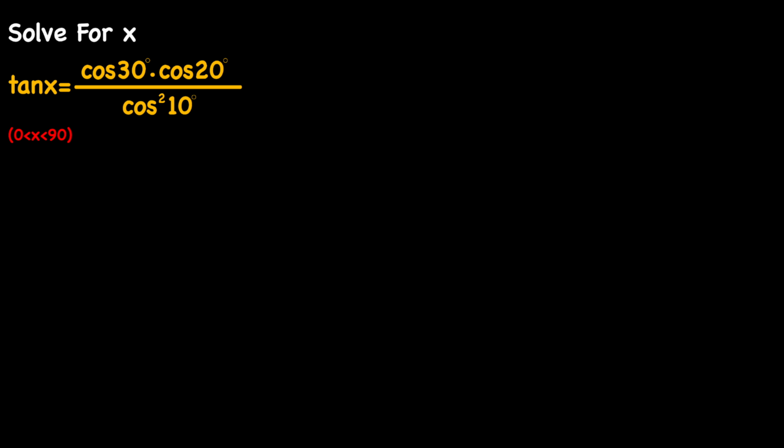So in order to solve this for x, we need to work on the right-hand side, meaning that we need to manipulate the right-hand side using the formulas we know in trigonometry. So the first formula that I'm going to use in this video is the product to sum formula for cosines, which states that cosine of alpha times cosine of beta can be expressed as 1/2 of the quantity cosine of alpha plus beta plus cosine of alpha minus beta.